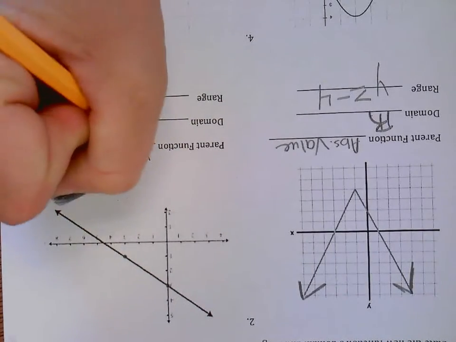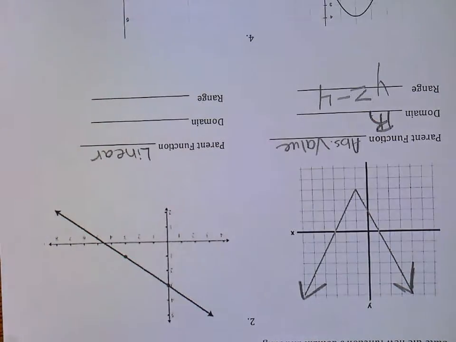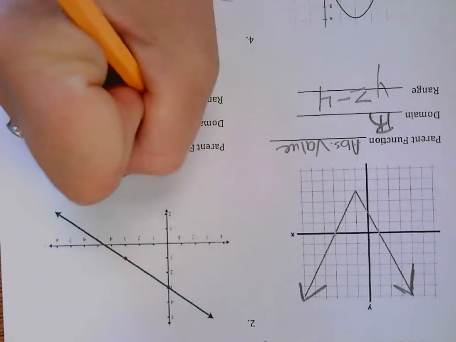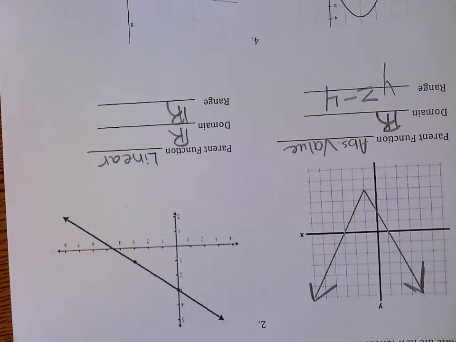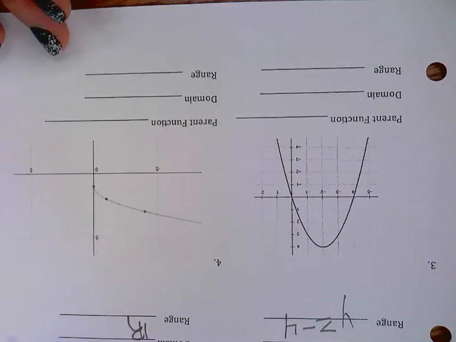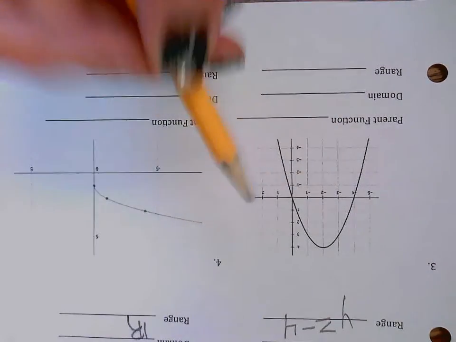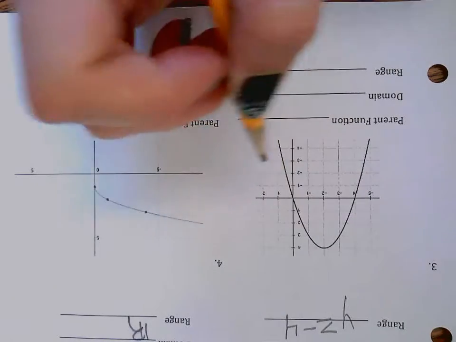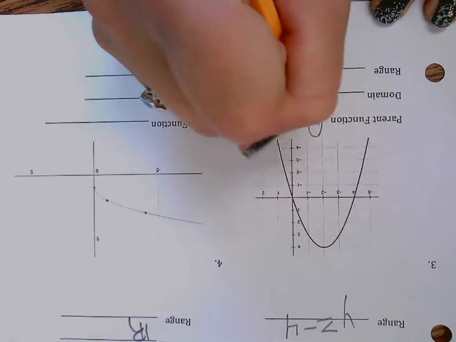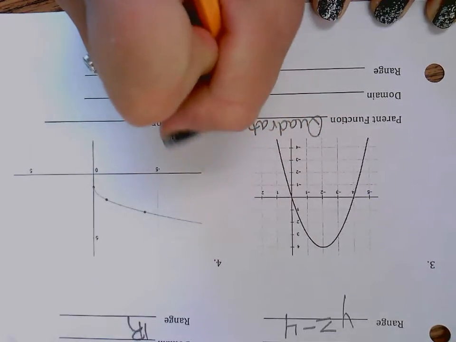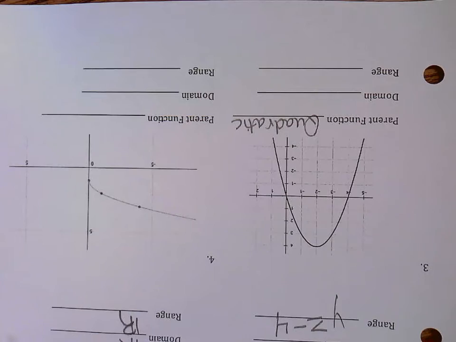Number 2, hopefully you could see that that's a linear function. And its domain and range is all real numbers. It's going forever on the x and the y. So all real numbers, all real numbers. And then the parent function, I hope that you were drilled with quadratics. It'd be nice if you put quadratic, not parabola, but I get where you're coming from if you wrote parabola.